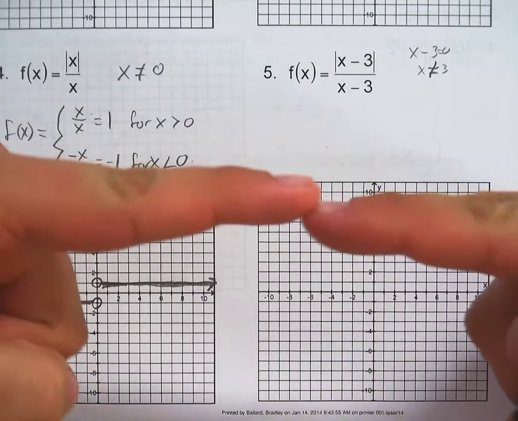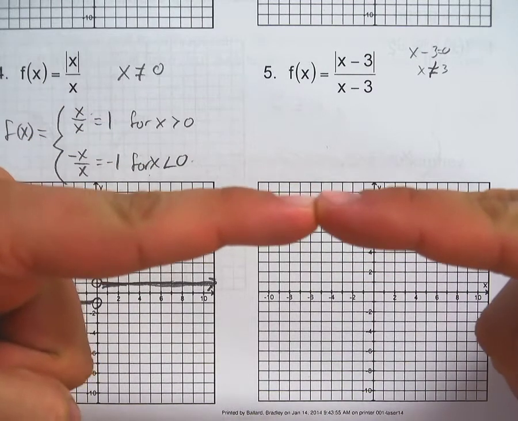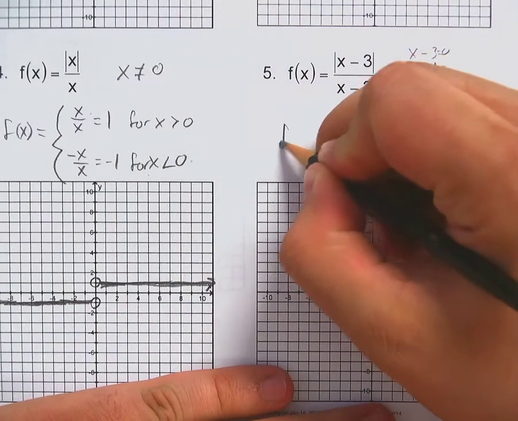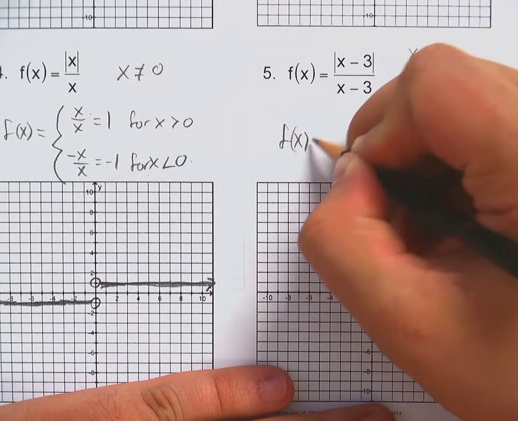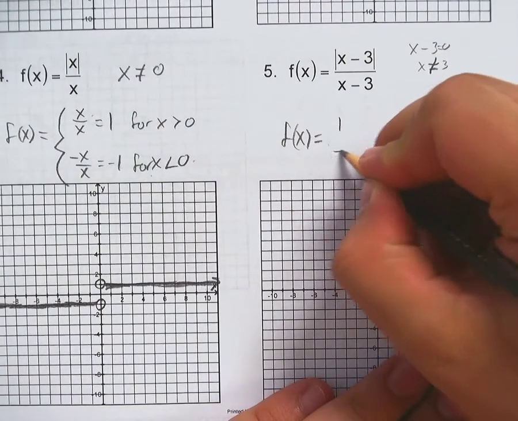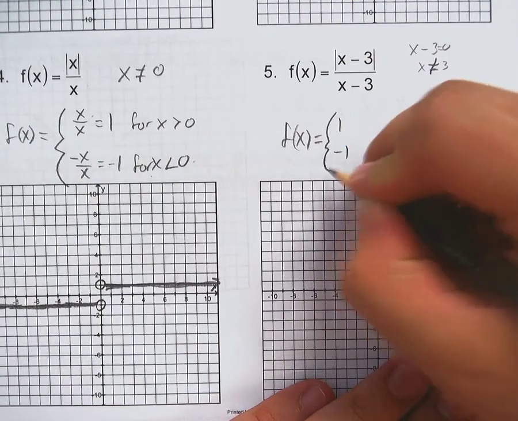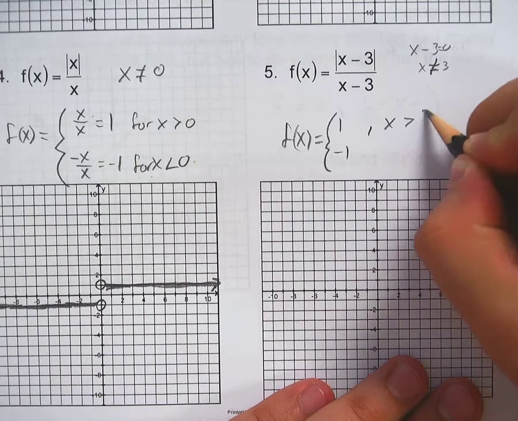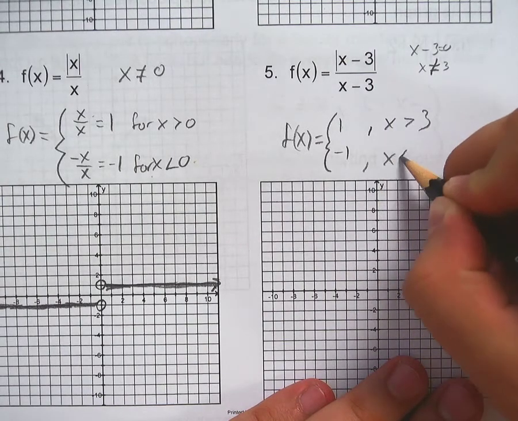It's going to go from one line of 1, and it's going to split at 3. So these are actually, once you get to writing them, very simple. It's just +1 and -1. And that's going to be where x is greater than 3 and where x is less than 3.